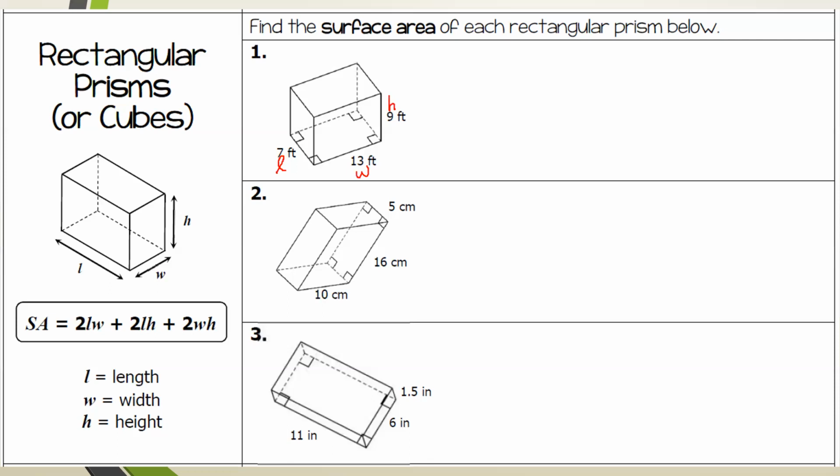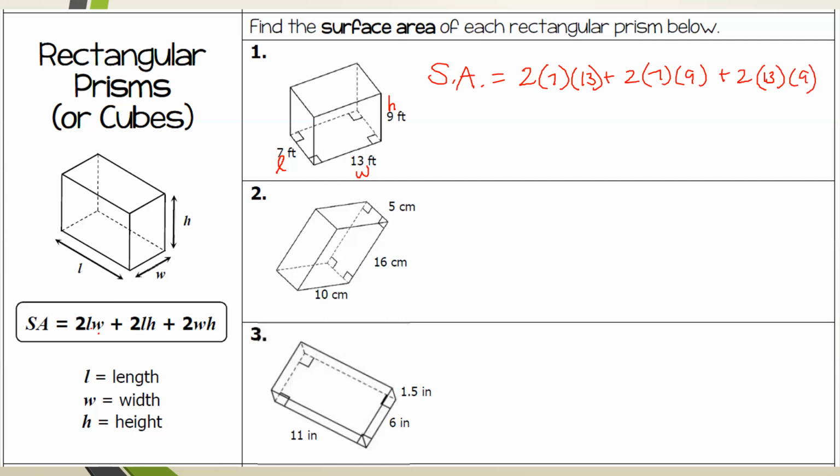You certainly could have. Multiplication is commutative and addition is commutative. So whether or not you called the 7 the length and the 13 the width, or vice versa, we're going to get the same answer. So the surface area is equal to 2 times 7 times 13 plus 2 times 7 times 9 plus 2 times 13 times 9.